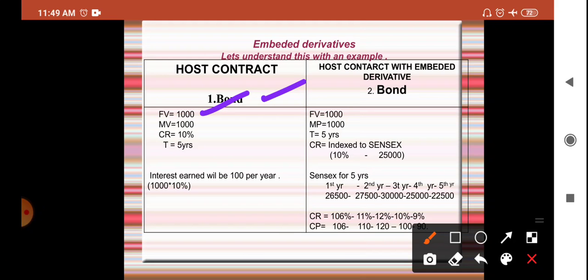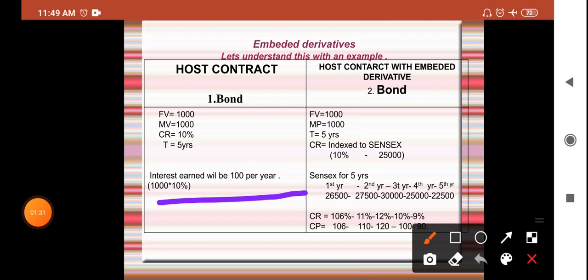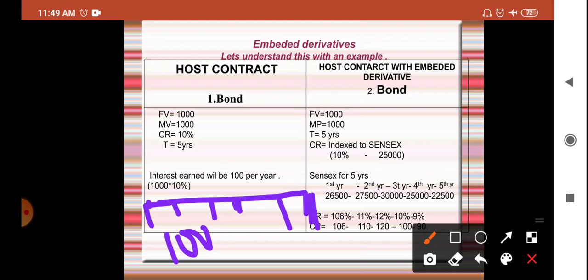The face value of that bond which I have estimated is 1000 rupees. When I went to purchase that bond in the market, the value is also the same, 1000 rupees. The interest I will get is 10% and the maturity is 5 years. So the maturity is 5 years: 1, 2, 3, 4 and 5. Here 10% interest on 1000 means I will get 100, 100, 100 and 100.